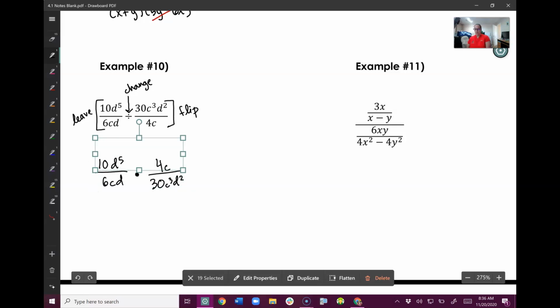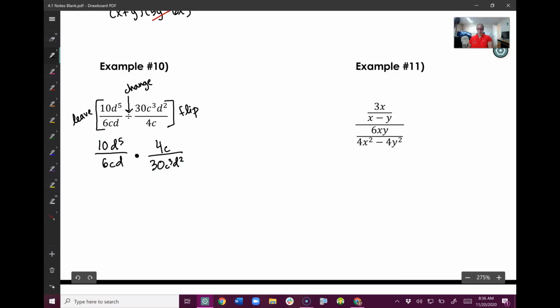And you can even do this leave, flip, change step when it's written in, like in example number 11, when it's written weird. So you take the first fraction and you leave it. Take the second fraction and you flip it.